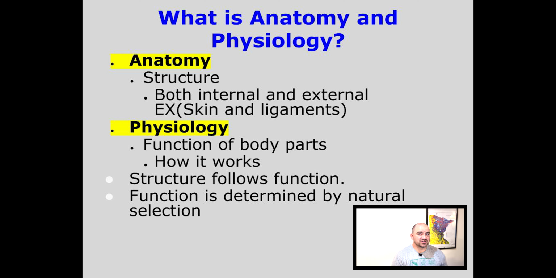Physiology would be the function of those body parts. I mentioned the bicep and the humerus. The physiology of that would be how does that bicep actually flex and pull on the ulna, contracting that muscle. When we talk about physiology, it is how do those body parts function, or how does that work? So that's basically all it is. Anatomy and physiology, we're going to be looking at structures of living things and how those structures function.